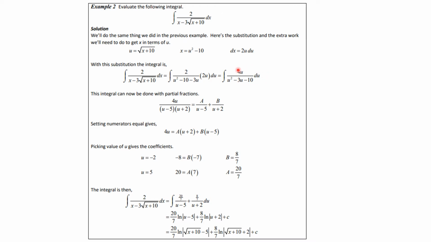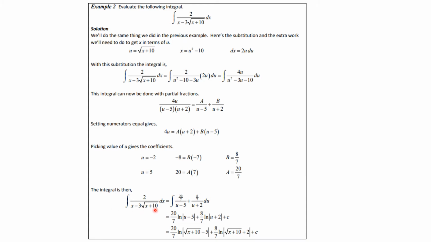Now this integral, the degree of the numerator is less than the degree of the denominator. That means we can do this with partial fractions. And we have to factor the denominator, so we factor this into u minus 5 times u plus 2, and then we use the Heaviside cover-up theorem or other ways to solve for A and B. And so we find out that A is 20 over 7 and B is 8 over 7. Make sure you verify these calculations when you go through.